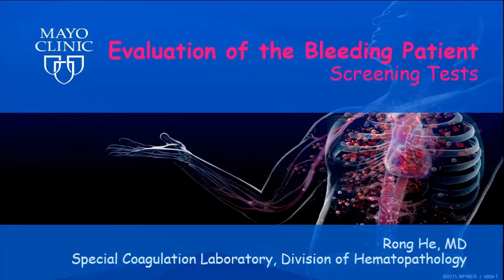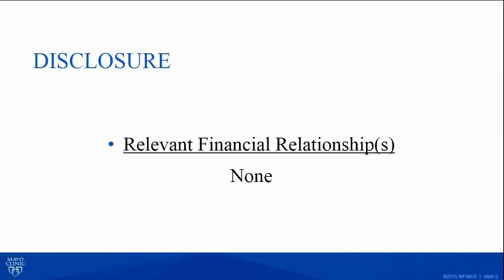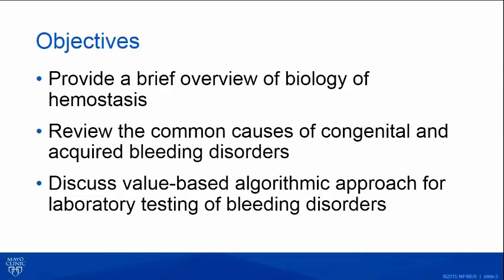So my topic is a screening test on working up a bleeding patient. I have no disclosures. The objectives for today are, first, to provide a brief overview of the physiology of hemostasis. Then we're going to talk about the common causes of congenital and acquired bleeding diathesis. And then I'm going to present a value-based algorithmic approach for the laboratory testing of bleeding disorders.